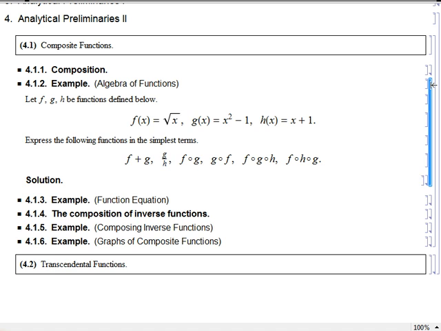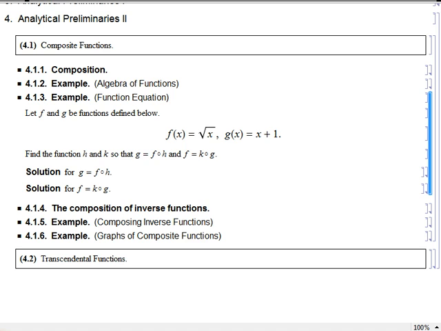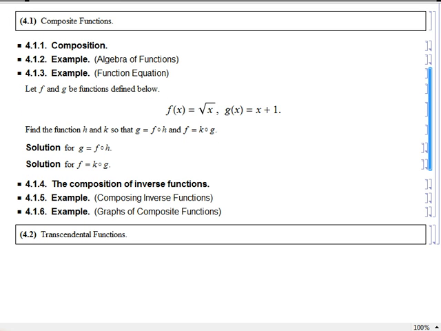so let's move on. Let's move on to a little bit tougher examples this time, and this time we have to identify functions when functions themselves are known. And here we go. F of X is given by the square root of X function. G of X is given by X plus 1. And let's find out a new function H, where G is F circle H, and a new function K, so that F is K circle G. So these are 2 different problems, so let's go with the first one.